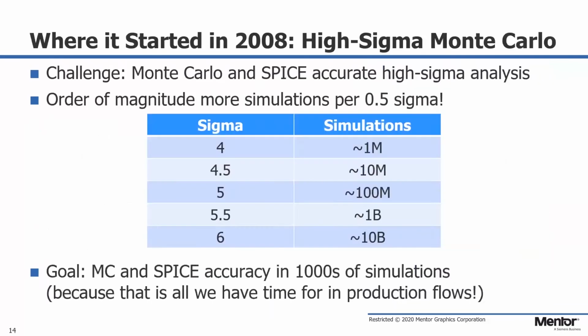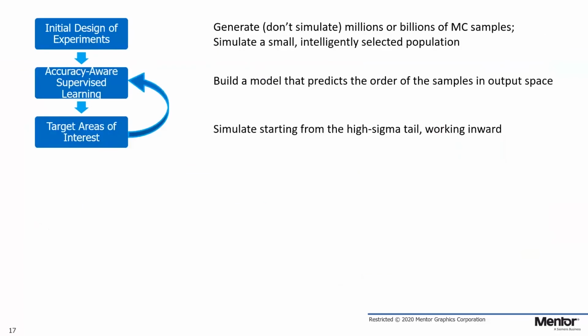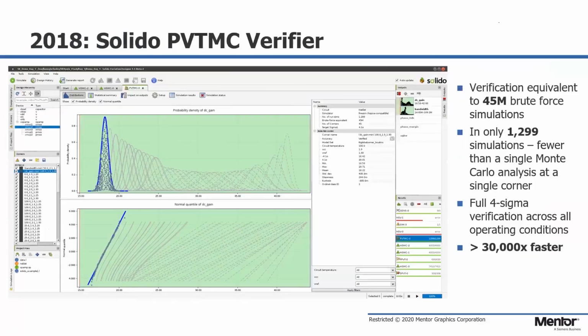I'm going to zip forward a little bit and talk about a couple of the newer things that we're doing. So in 2018, we released a new algorithm called PVTMC Verifier. And this is the first time that we had actually combined the PVT corner problem and the Monte Carlo problem into the same active learning tool. And what we're able to do here is pretty cool.